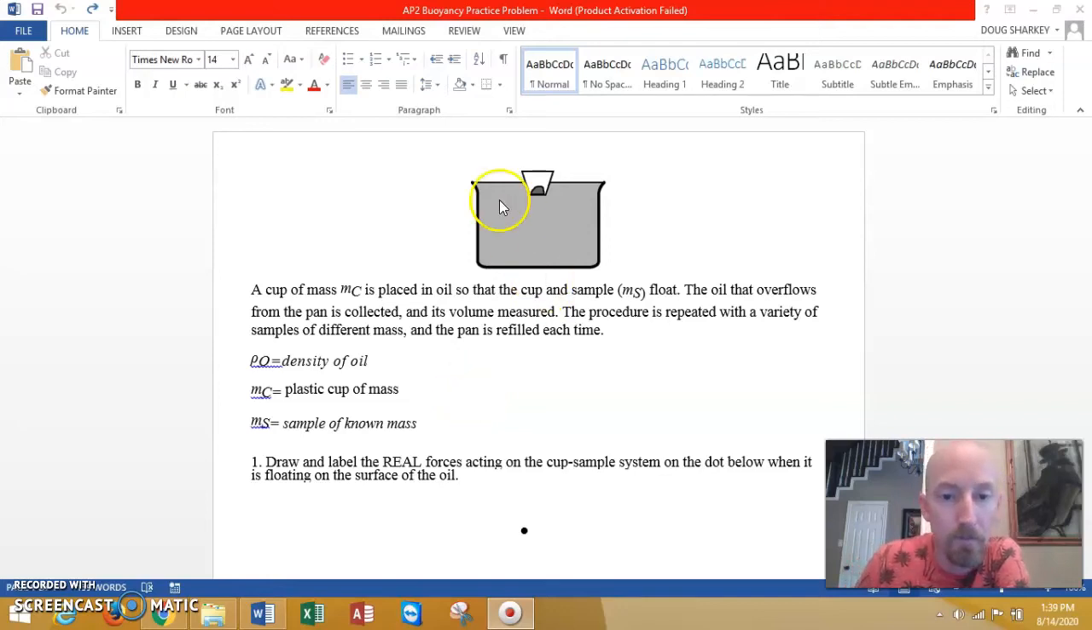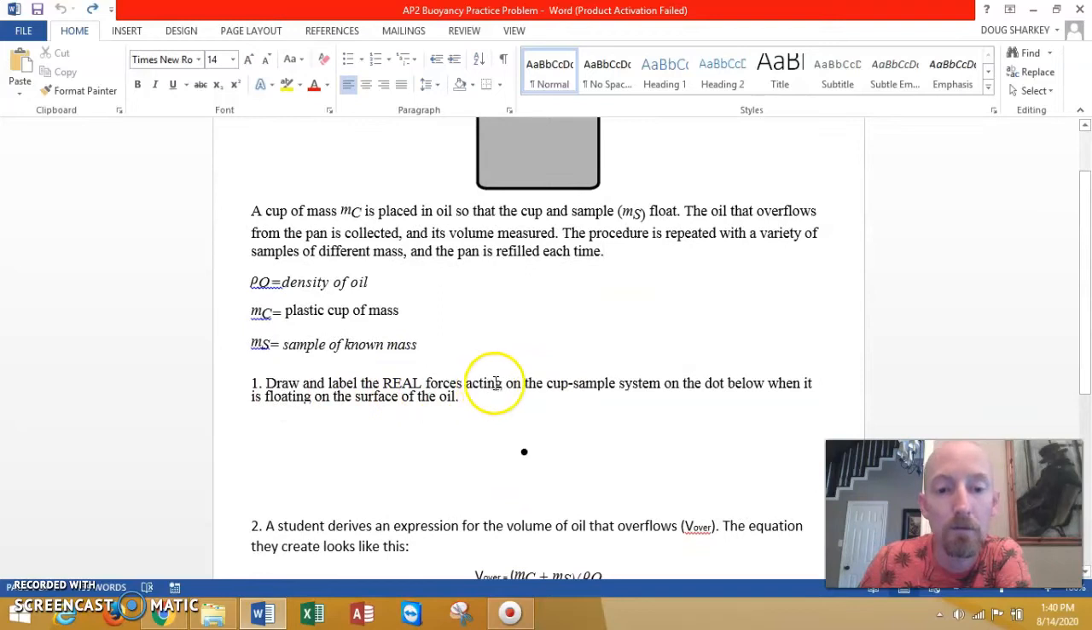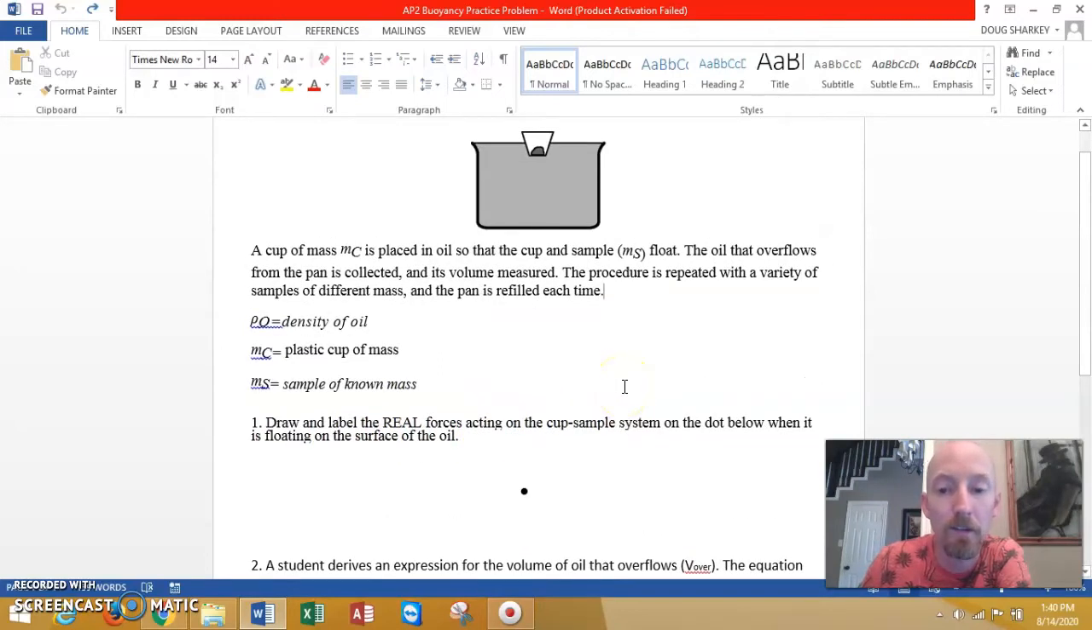Solution to this problem. So here's a container, it's filled with oil. They place a cup with a sample in it. And the cup and the sample is called a cup sample system. So it's all one thing. Question 1. Draw and label the real forces acting on the cup sample system.